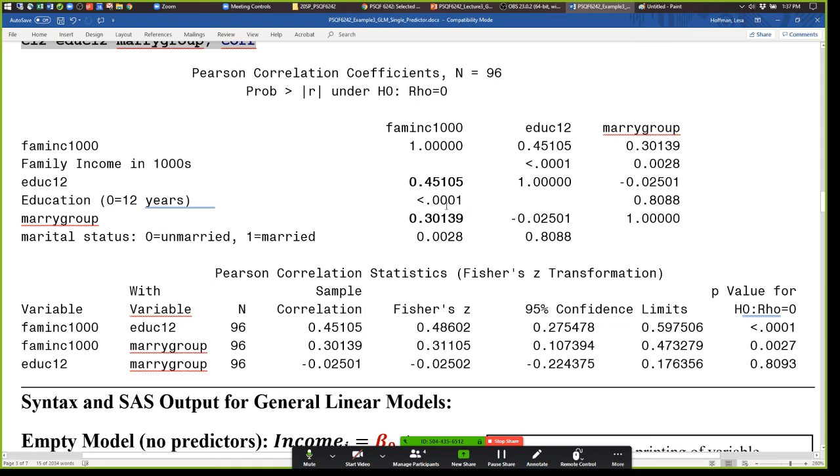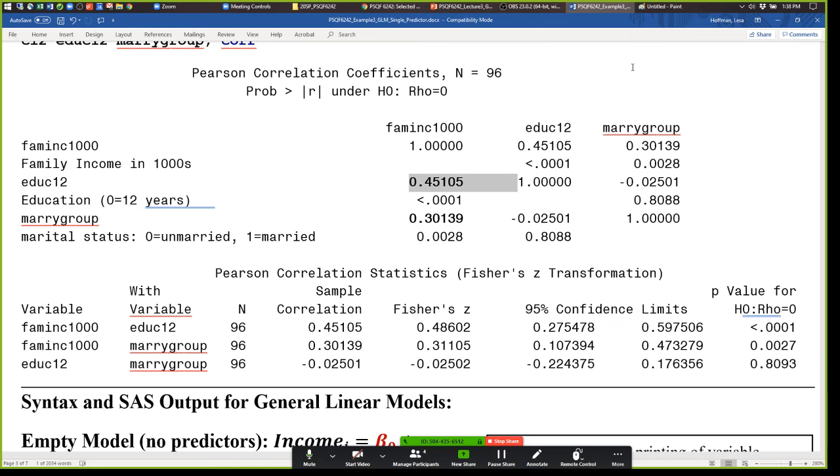But there's two things I want to show here. This is the correlation between education and income. Now note that this is centered education that's in here. So centered education is correlated with income in thousands, 0.45. That's the number we saw earlier.